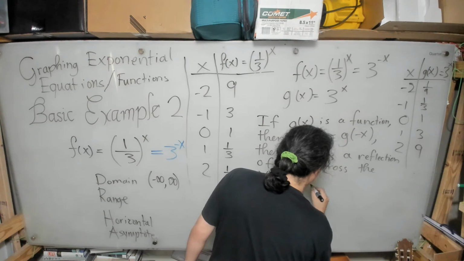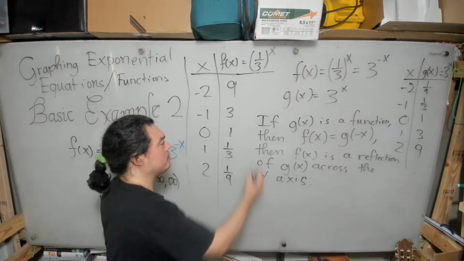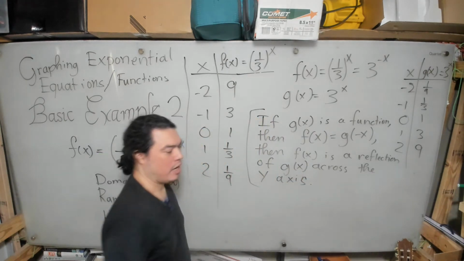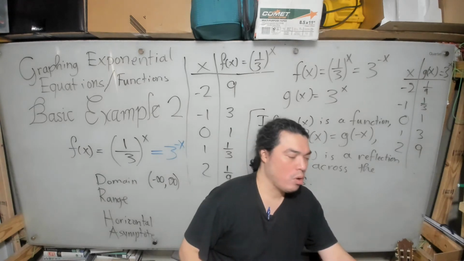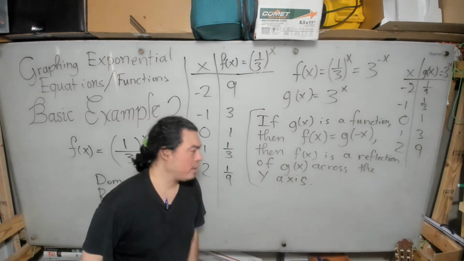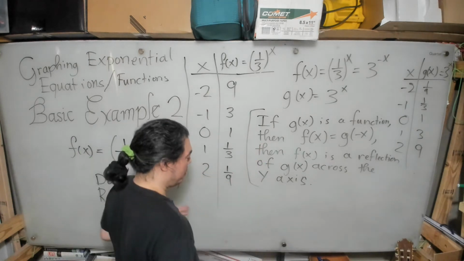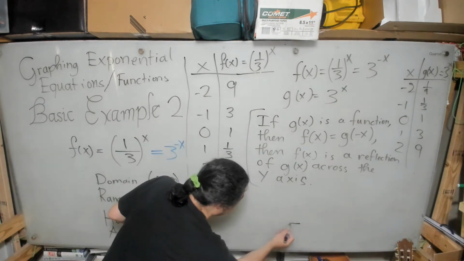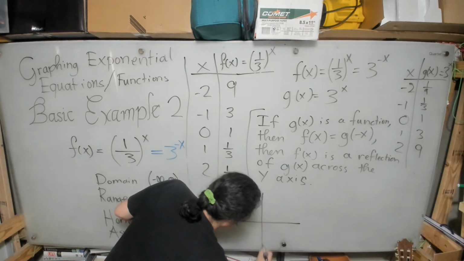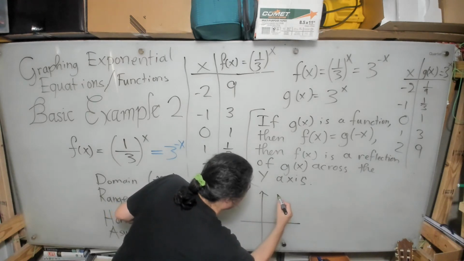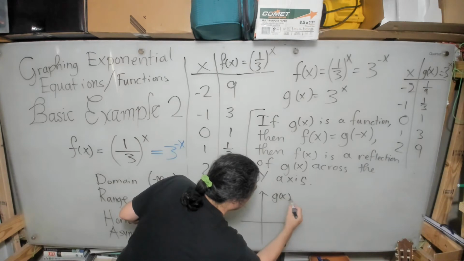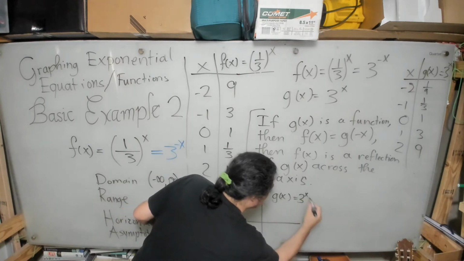Okay? So this is a fact from transformations. And we remember that, what does that mean? Okay, that means the following. Let me draw the picture so you guys can see it. So in this picture, I'm going to draw my g of x here, which is 3 to the x power.